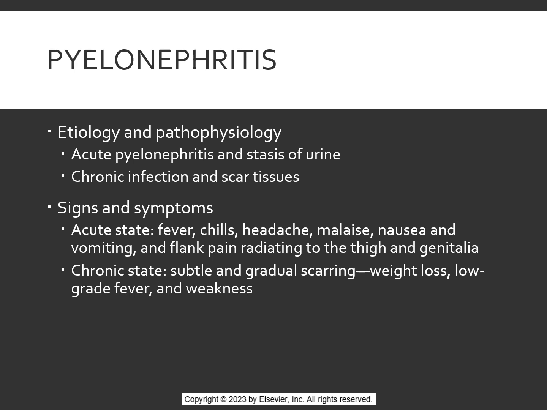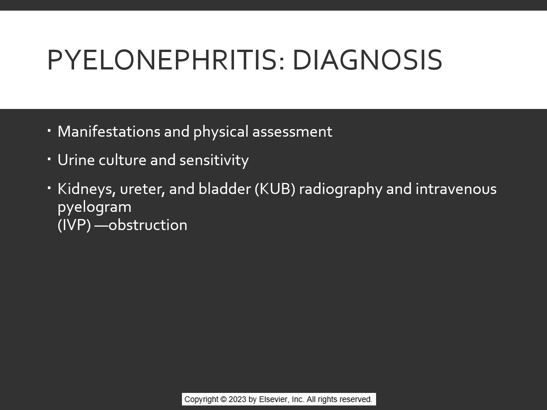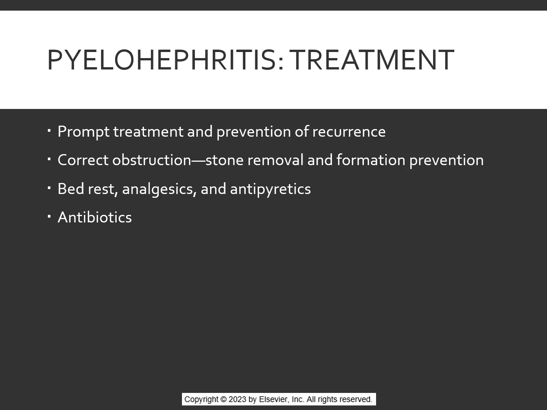In acute pyelonephritis, symptoms will include a high fever, chills, headache, malaise, nausea, vomiting, and pain in the flank that radiates to the thigh and genitalia. Eventually, the urine will become loaded with bacteria, blood, and pus. Diagnosis is based on manifestation of symptoms, physical assessment, and urine culture and sensitivity. Prompt treatment of cystitis and prevention of recurrence can help prevent acute pyelonephritis.